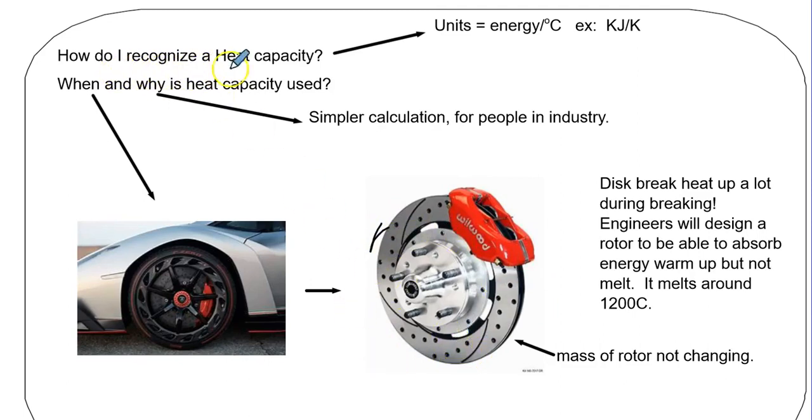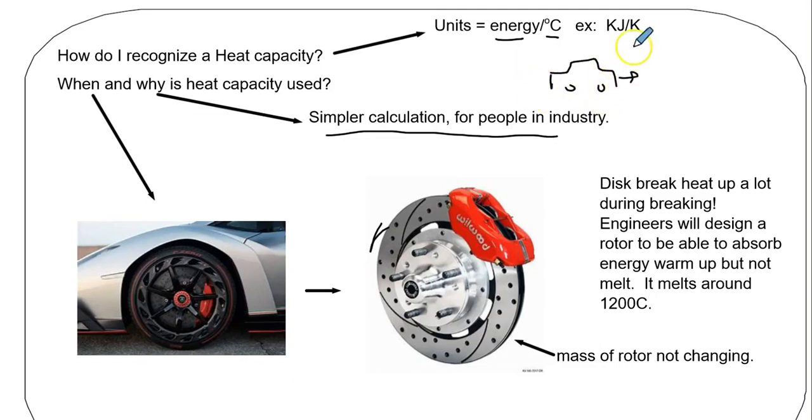So how do I recognize heat capacity? Again, keep in mind it's energy per degree Celsius. When and why would I use heat capacity? Again, it's a simpler calculation for people in the industry. You might say, okay, how big does this rotor need to be? Now you can go to a bigger car, a fancy car that goes fast. Semis are huge. And then you go to a small compact car and they're like little go-kart versions of this thing. It's tiny. It doesn't have to absorb that much energy. A small car traveling at high speeds has way less kinetic energy than a big one.